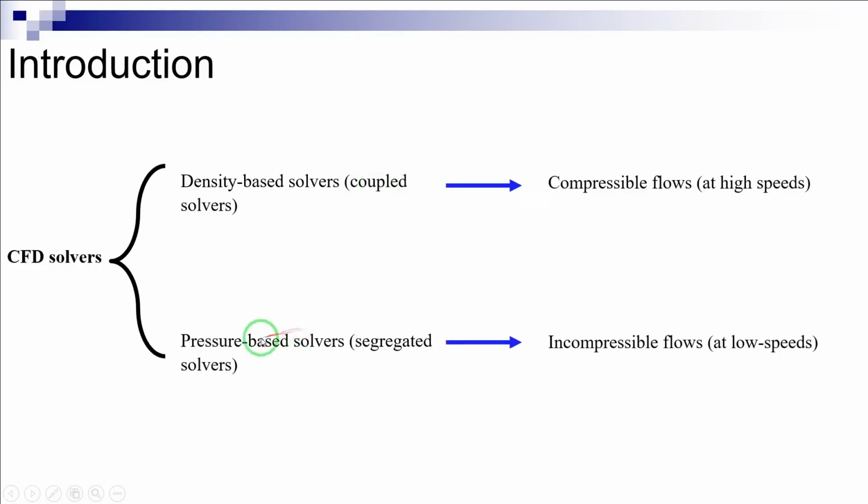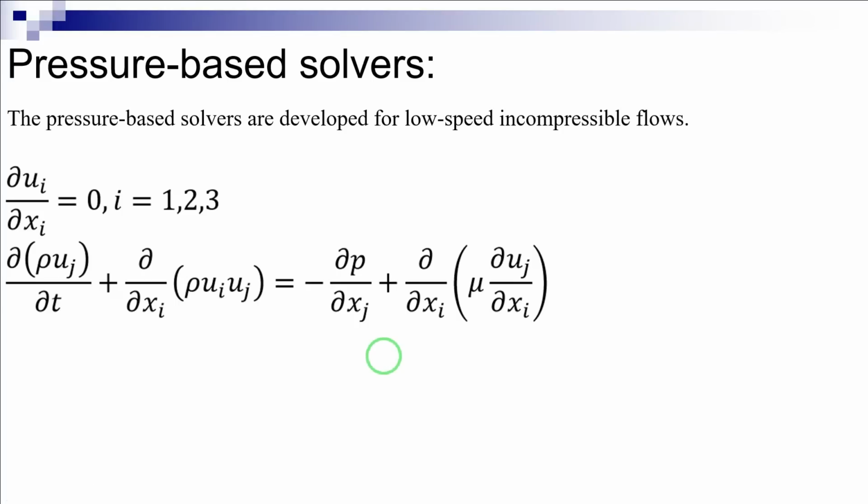However, the pressure-based solvers are historically developed for low speed incompressible flows where the density is assumed to be a constant value. The pressure-based solvers are also referred to as the segregated solvers. Let's first talk about the pressure-based solvers.